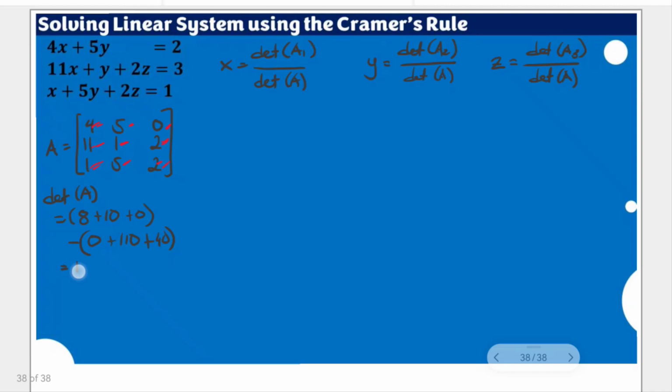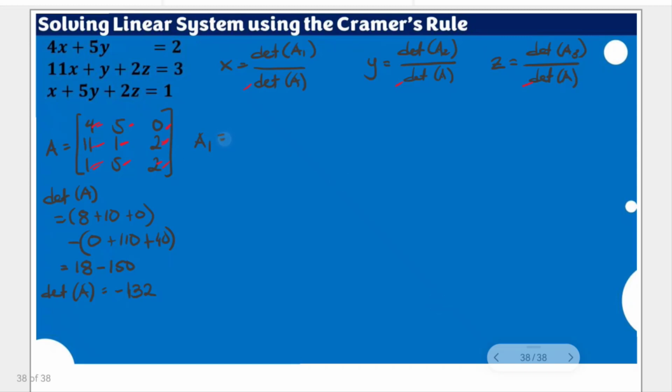So you have here 18 minus 150. So your determinant of A is equal to negative 132. So that is the value you're going to place on all the denominators here to solve for your x, y, and z.